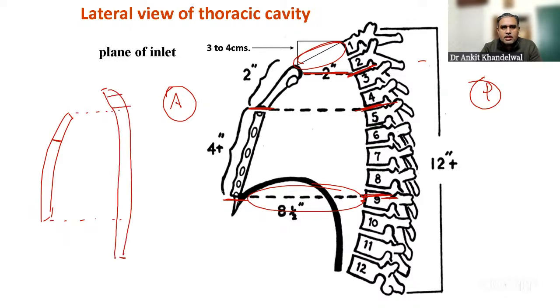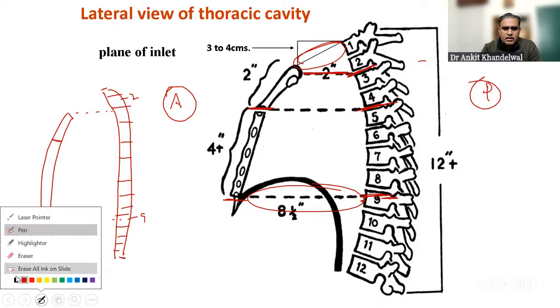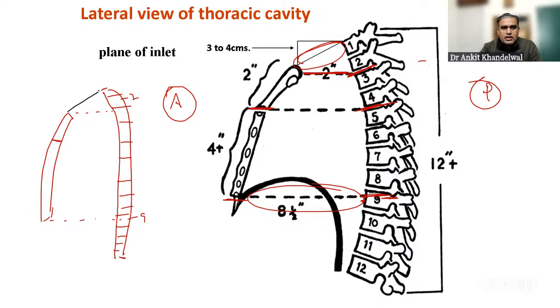And try to number them, T2 over here. And remember, this will be T9. So you can fill in 3, 4, 5, 6, 7, 8 in between like this, and 10, 11, 12. That is good to go. And here you can show, okay, this is the inlet, that is the outlet. How to draw it? Simple. This is the inlet and this is the outlet. In between, you have the thoracic cavity.